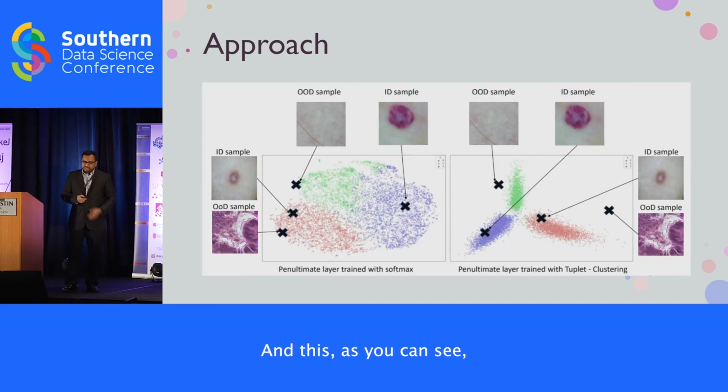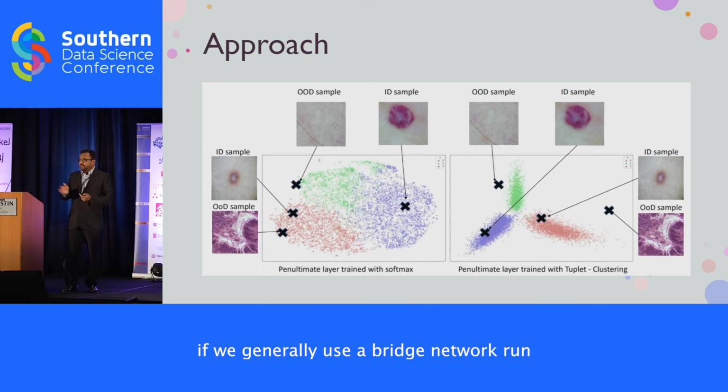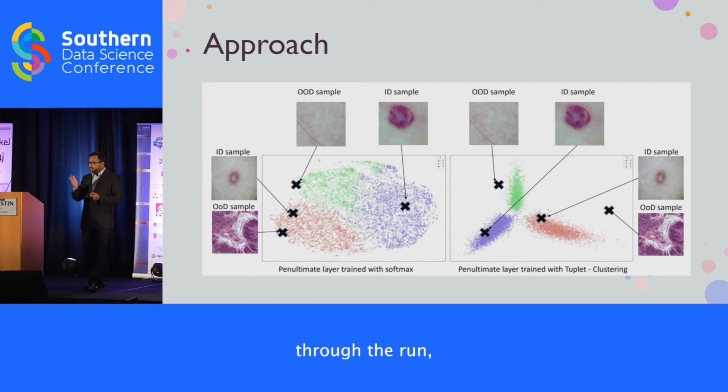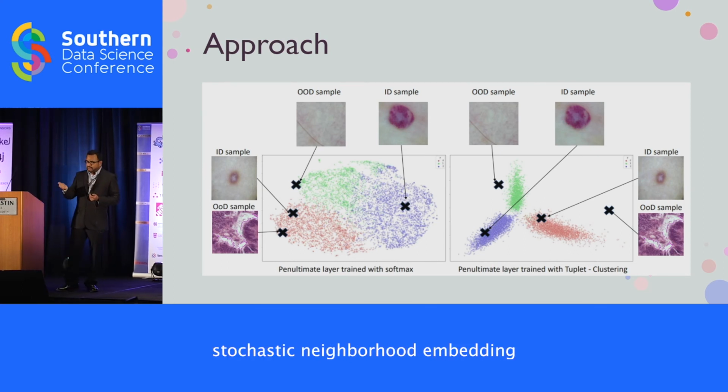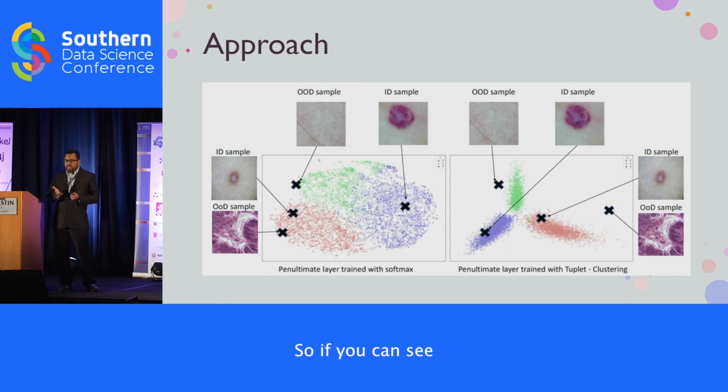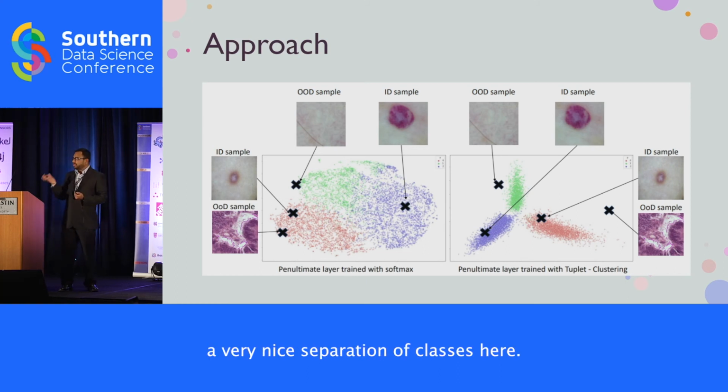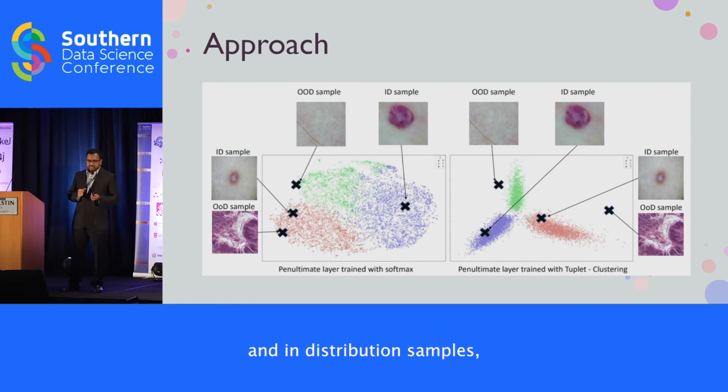Generally, if we use a pre-trained network, run these images through it, and then do t-SNE, t-stochastic neighborhood embedding, and do the clustering, you will not find a very nice separation of classes here. In this image on the left, the OOD samples and in-distribution samples, ID is in-distribution, seem to be present within the cluster. They may be a bit further away, but they're in the same cluster.